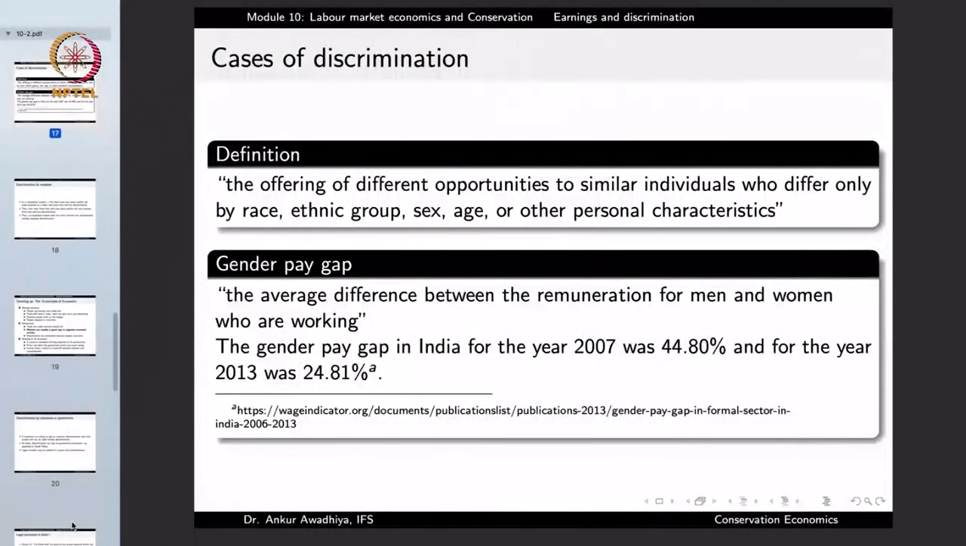We also saw that another way in which the results of the neoclassical theory get modulated is discrimination. Now, discrimination is defined as the offering of different opportunities to similar individuals who differ only by race, ethnic group, sex, age, or other personal characteristics. So when we talk about discrimination, we are saying that there are two workers who are practically the same.